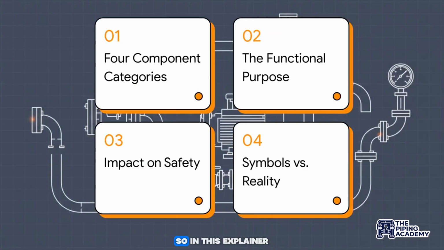So, in this explainer, we're going to peel back the layers, go past the simple catalog definitions, and really understand what these components actually do in a live process plant. We'll cover what they are, what their real purpose is, the huge impact they have on safety, and finally, we'll touch on something crucial, the difference between how they look on a drawing and what they are in physical reality.